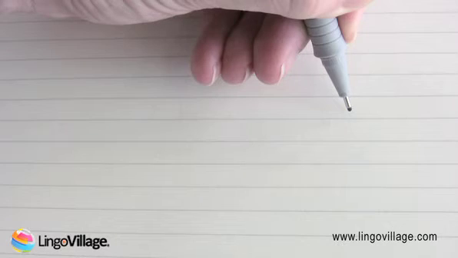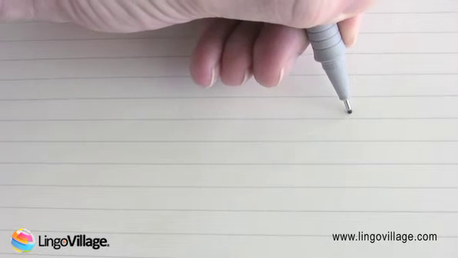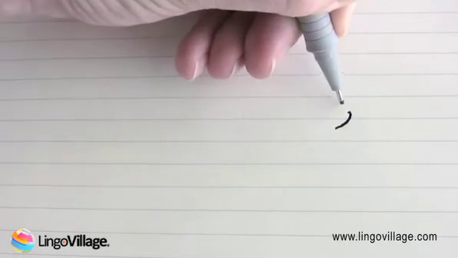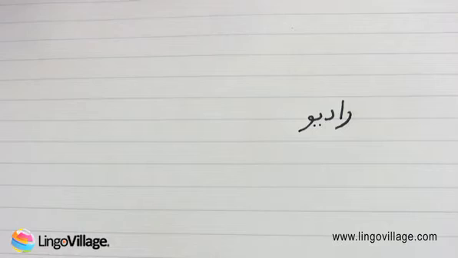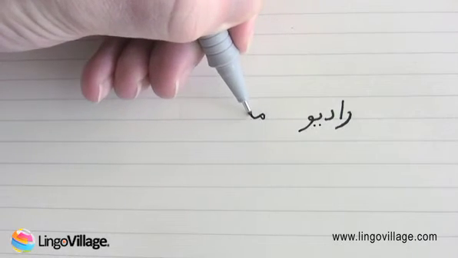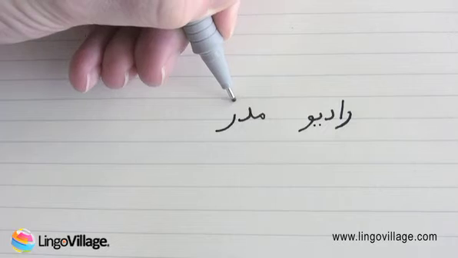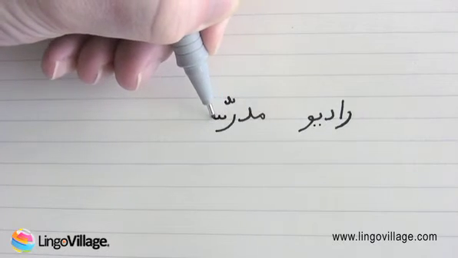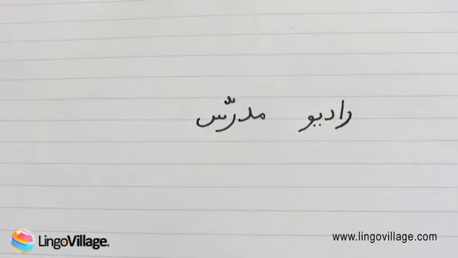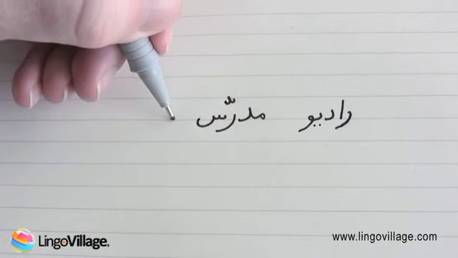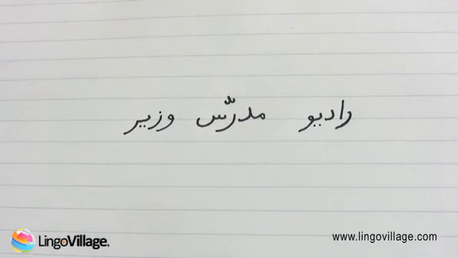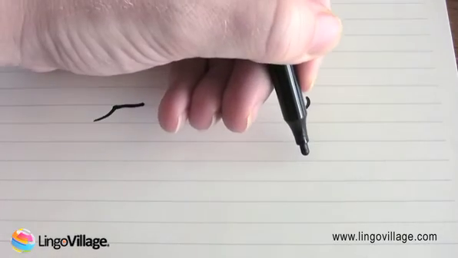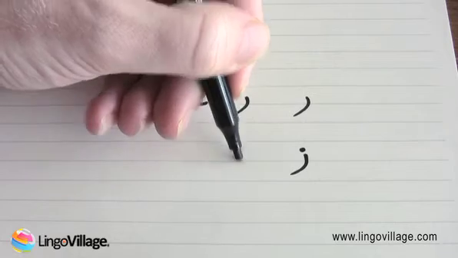The first word we'll look at is a borrowing from English, so it should be very familiar. Radio. We can see ra in the medial position in the word mudarris. Mudarris means teacher. The last word we're going to look at is wazir. Wazir means minister, someone in government. The next letter we have is zay or zin.